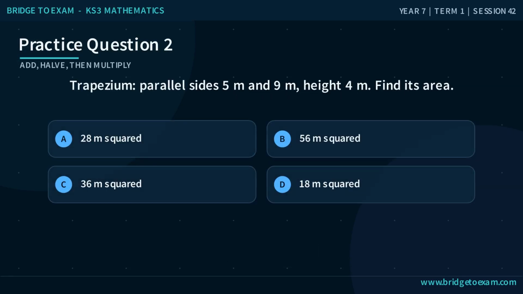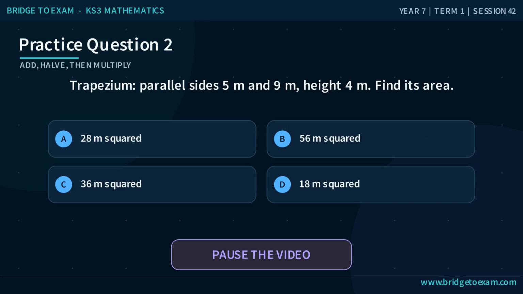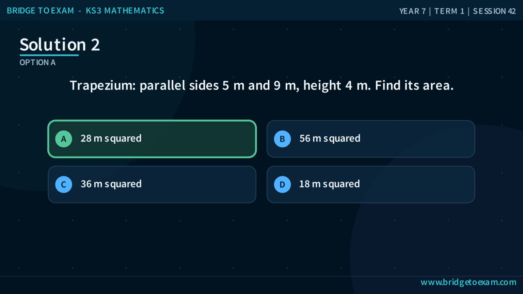Practice question 2. A trapezium has parallel sides 5 and 9 meters and height 4 meters. Option A is 28. Option B is 56. Option C is 36. Option D is 18. Pause, add the parallel sides, halve, then multiply by height. Option A is correct, 28 square meters. 1/2 times 14 times 4 equals 28.